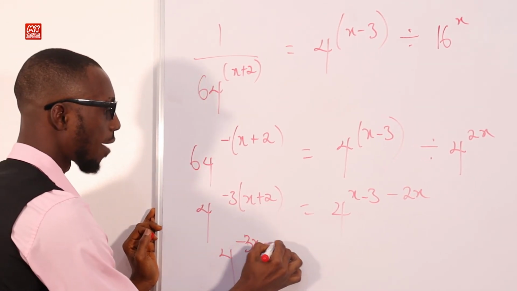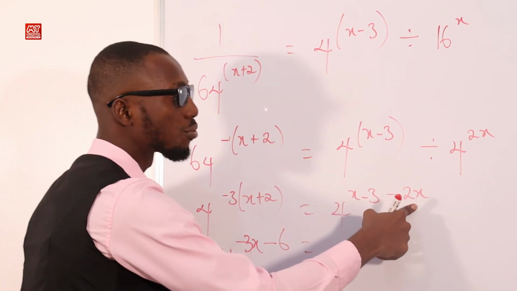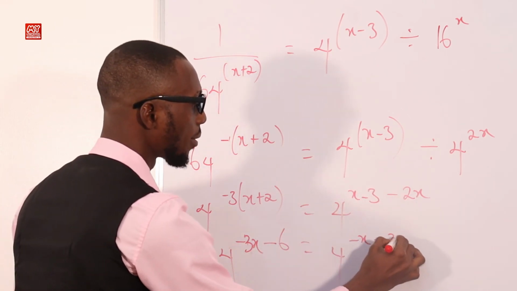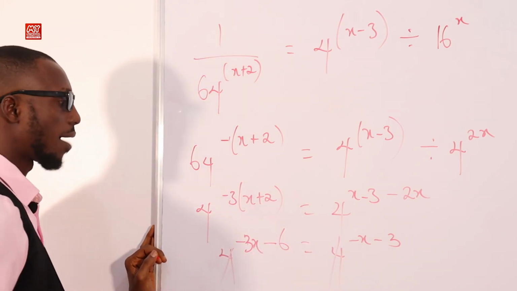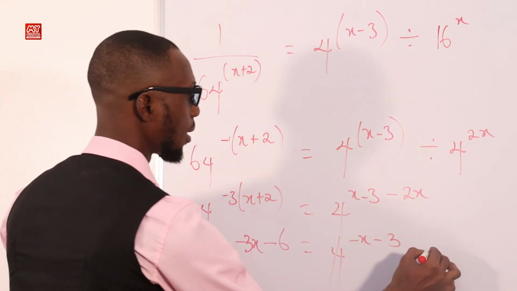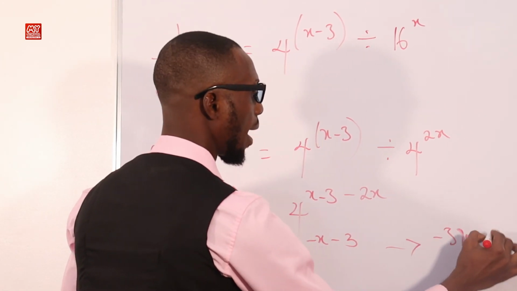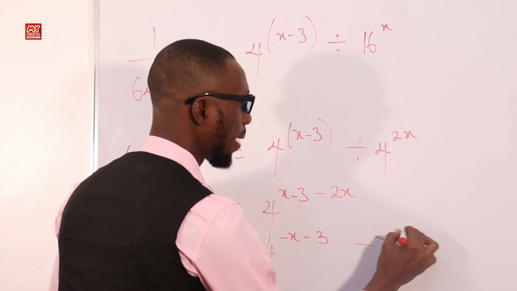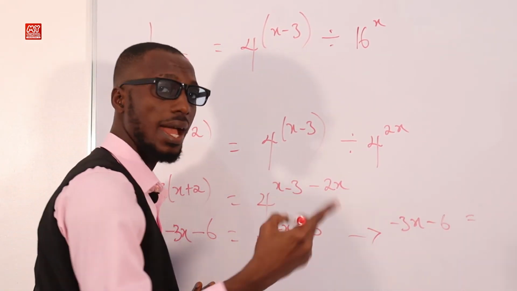minus times plus, we have minus 3 times 2, we have minus 6, equals 4 raised to the power x minus 2x, I have minus x. So I have minus x minus 3. So what I have left is minus 3x minus 6 equals minus x minus 3. Let me write this for clarity: minus 3x minus 6 equals this other side, minus x minus 3.